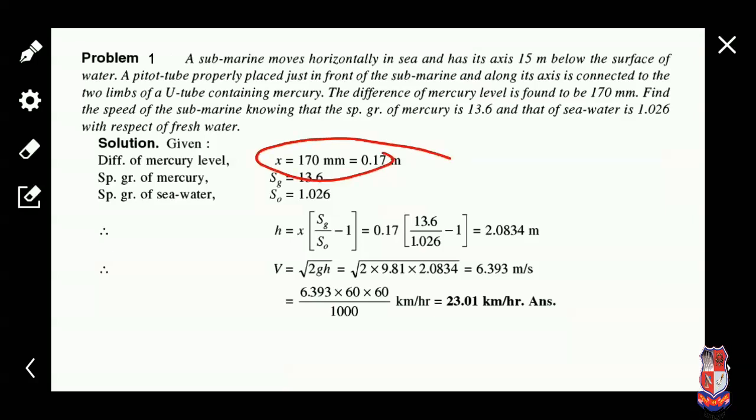The value of x, the U-tube manometer heavy liquid difference, is 170 mm. So that is the value of x. Now we have to find the velocity of the submarine. We know the equation of the Pitot tube, from which we can find the velocity. So V is equal to the square root of 2gh. So we have to find the value of small h.